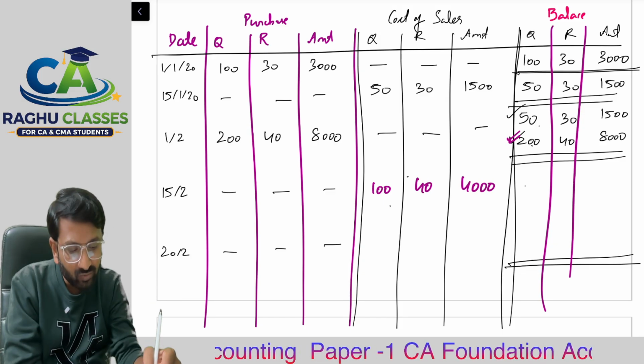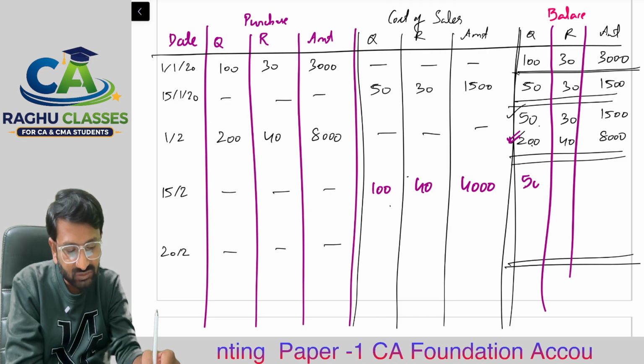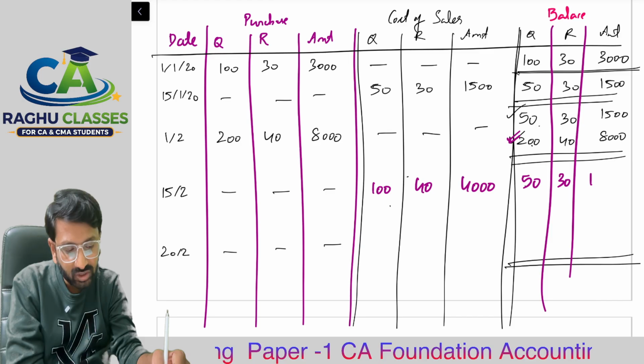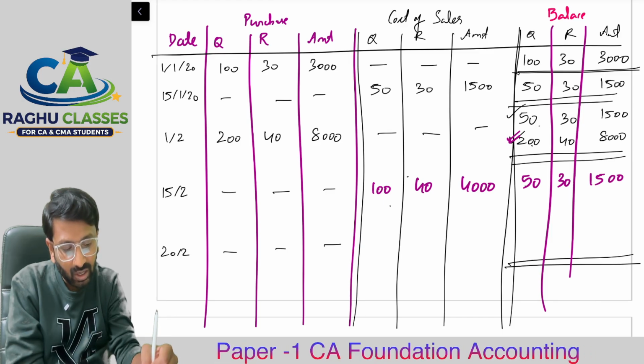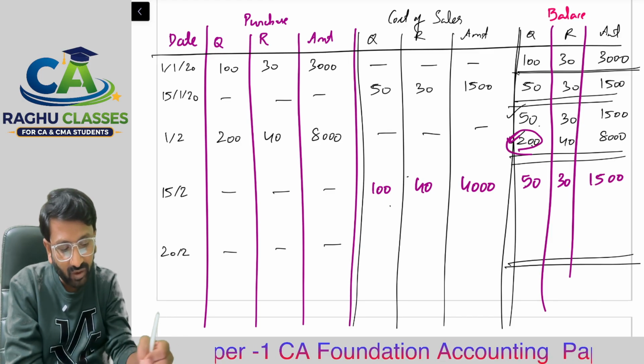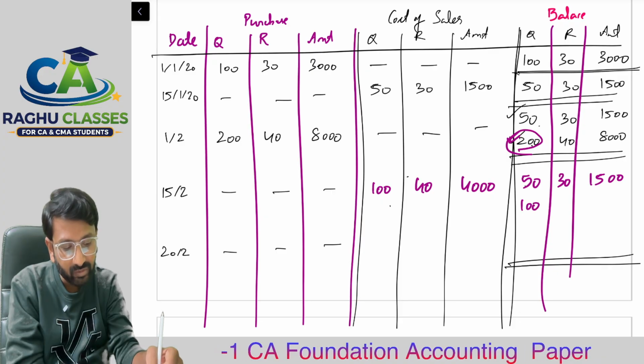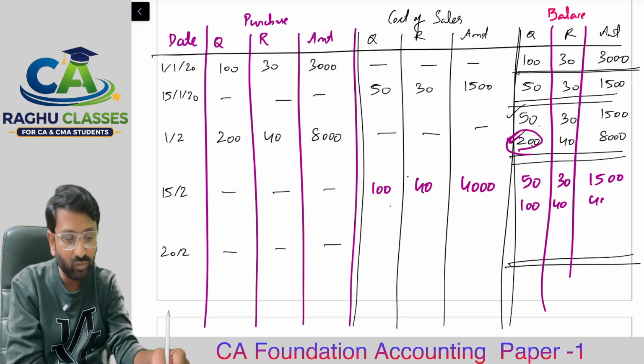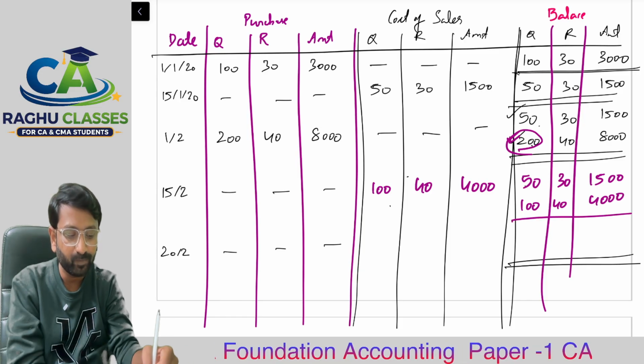And the balance column, what will be the approach? Can I say this 50 into 30, 1,500. And out of 200, if 100 is utilized, another 100 will be left at 40. This is what is left.